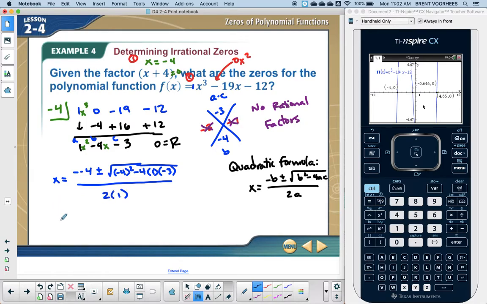Now when we simplify, negative of -4 is +4 plus or minus the square root. That's going to be 16. -4 times -4 is 16. Minus, there's two negatives here, so that'll actually be a plus, 4 times 3 is 28, all divided by 2. 16 plus 28 is 44.